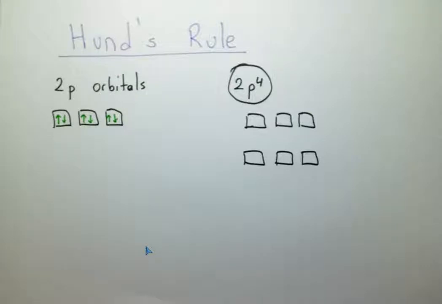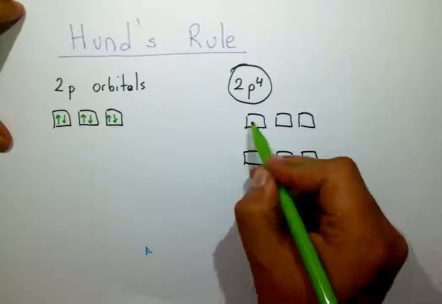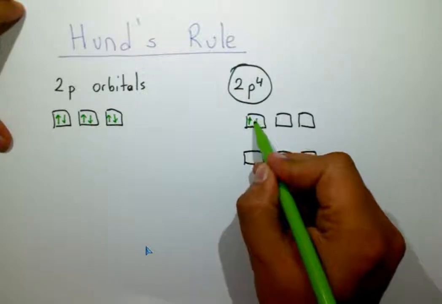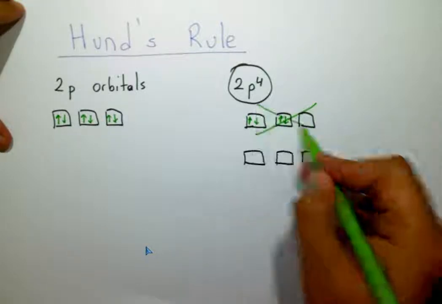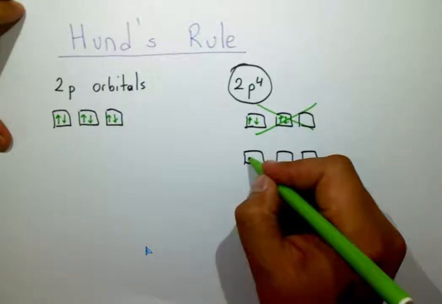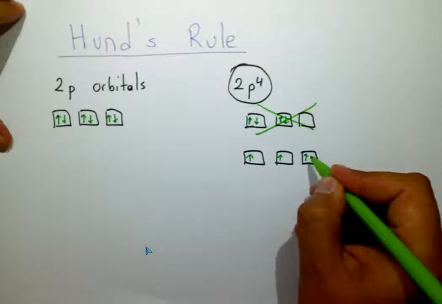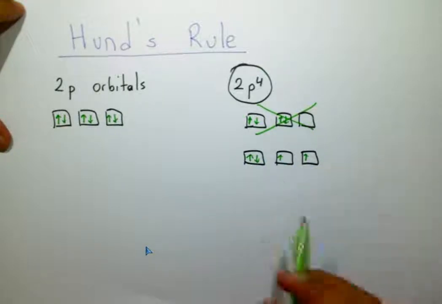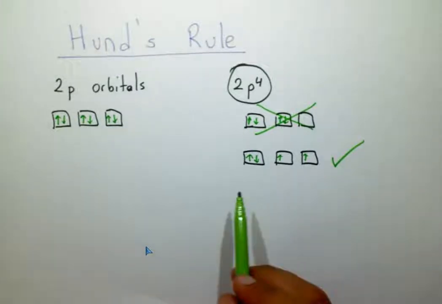Think that if our configuration ends with 2p4, we can't fill the electrons like this: 1 2 3 4. This is not correct, but this one is 1 2 3 and then 4. This is the correct one. So this is what Hund's rule says.